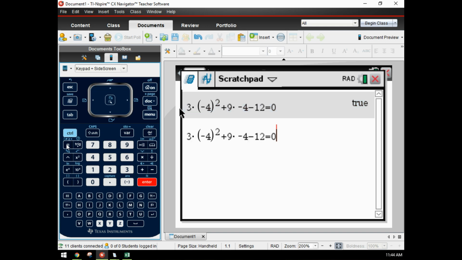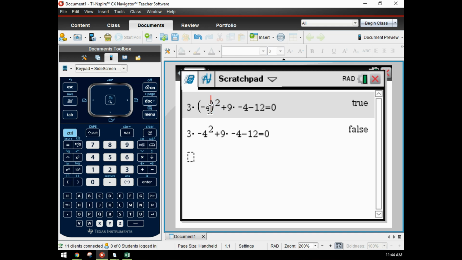I'm going to get true. Now, here's what I want to point out. If you don't put the parentheses here, all I did was forget my parentheses. Did I still get true? No, because with the parentheses, it tells this squared to square -4. Without the parentheses, it only squares the 4. It doesn't square the negative. So make sure when you're checking your answer that you include parentheses around whatever it is.